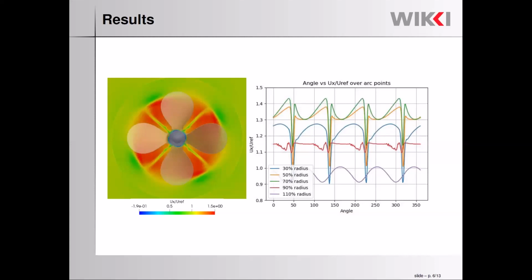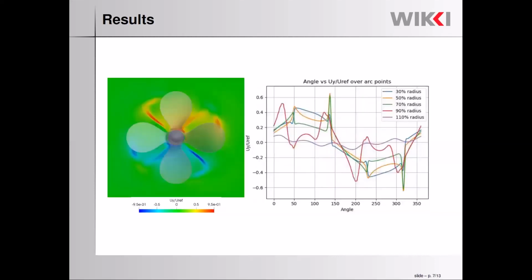And you can see that this all repeats 4 times as you go around the circle, which is quite expected. You have 4 blades in the end. When it comes to the y velocity, this is probably not the best metric to check here, but it gives you some sense of what happens with this direction.